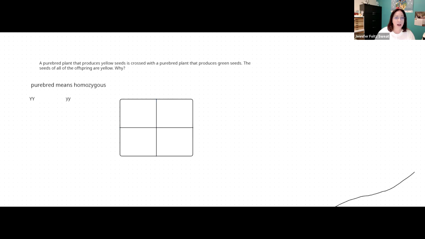Okay, so when I do a Punnett square, I'm writing the alleles across the top and down the side. It doesn't matter whether you put yellow on top or yellow on the side, but you can't mix them up, right? I can't put an allele from yellow on the top and an allele from green on the top. So I put a big Y here, and then I attempt to put a big Y over here.